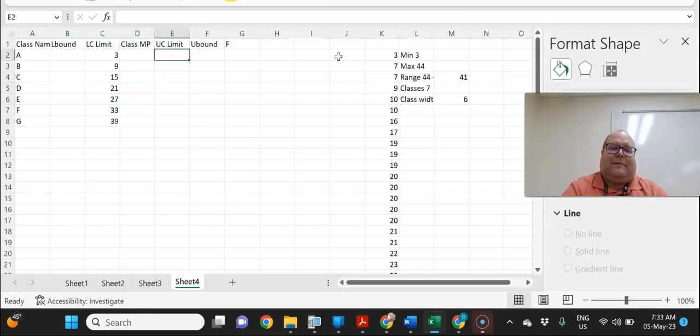Our upper class limit is 1 less than our next lower class limit. So 1 less than 9 is 8, 1 less than 15 is 14, 1 less than 21 is 20, 26, 32, 38, and 44. By rounding up, we had just enough room.